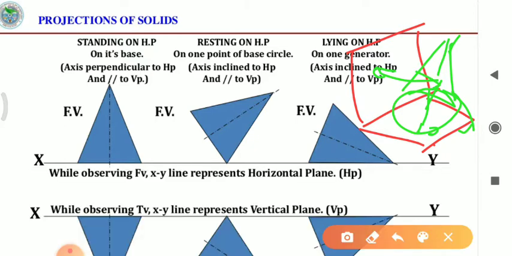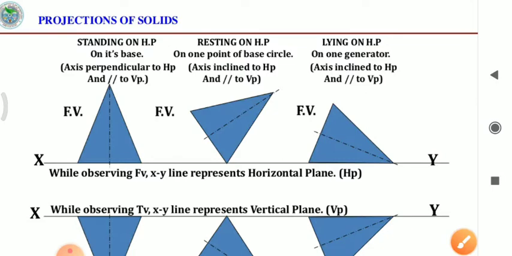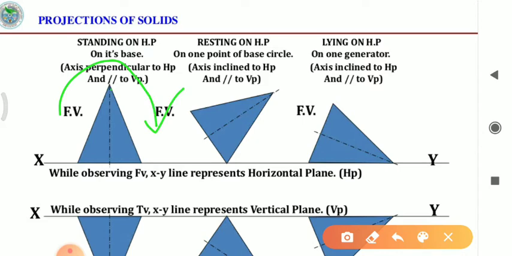Now the third position he has mentioned is lying on HP. If I tilt this solid completely, such that this edge, which I am showing here by the green line, comes completely on HP, this is lying on HP.